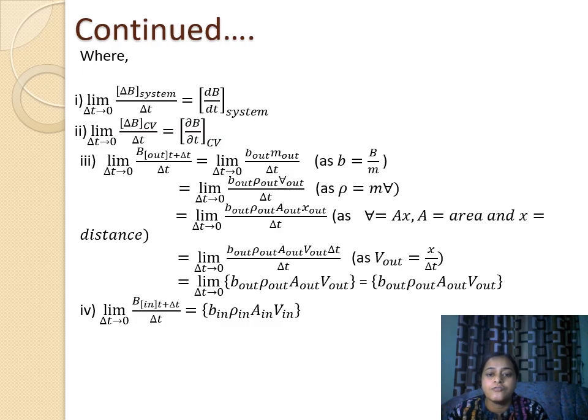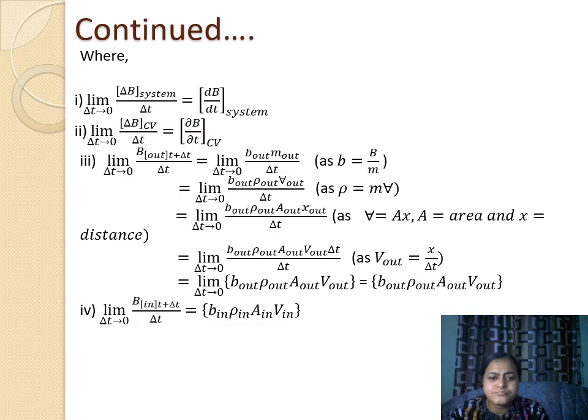After that, for the equation rho equals m divided by volume, the value of m is put in this equation and we get the limit as delta t tends to 0 of b out, rho out, volume out divided by delta t. Next, where volume equals A into x, where capital A is the area and x equals distance, put the value of volume in this equation and finally we get the limit as delta t tends to 0 of b out, rho out, A out into x out divided by delta t.